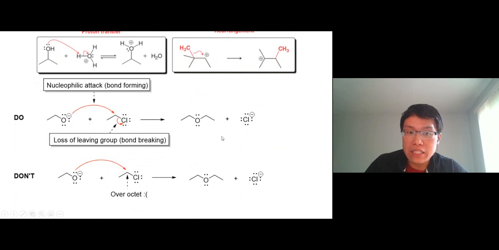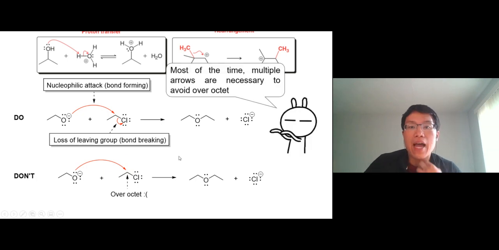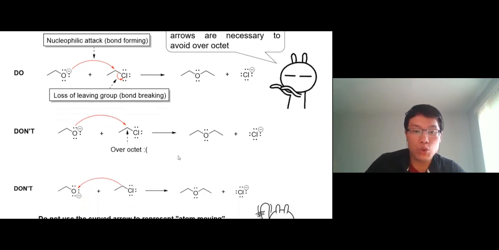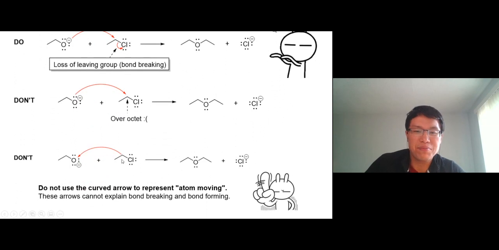And when you draw a mechanism, on the quiz, I'm going to ask you to draw it. When you draw, most of the time, it requires multiple arrows, right? So the nucleophile attack, and then we have a loss of leaving group in the same step. If you don't have loss of leaving group right here, this carbon is going to be over octet right there, all right? And please do not do this. Please don't, not atom moving, no. We use a curved arrow to show electron movement, not an atom.